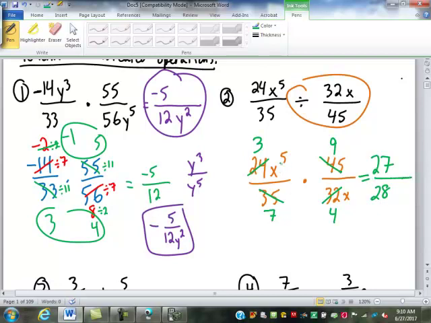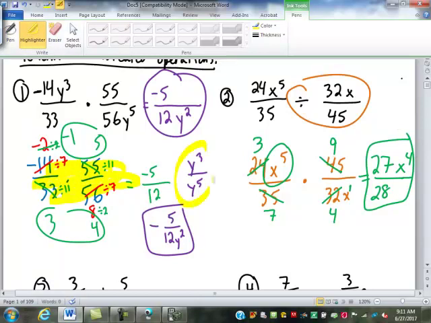For the x's, I've got x to the fifth on top and x on bottom. X to the fourth on top, yes. The larger power is on top, and we subtract 5 minus 1 is 4. Now for me, this method is easier, pulling out the numbers and doing them, and then pulling out the variables and doing them. This is definitely shorter, doing everything all at once, but it's really easy to lose track of the variables when you do it that way. At least for me it is.